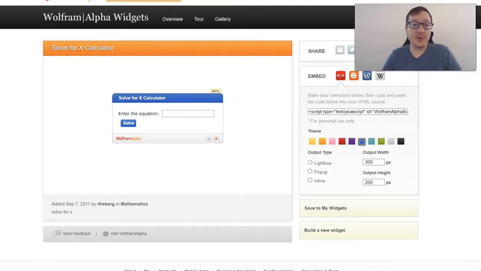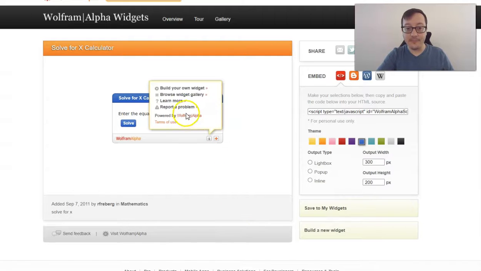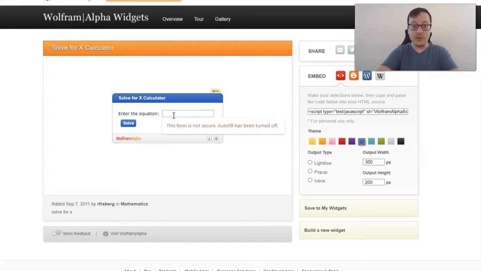So this is the Wolfram Alpha widget that's going to solve our complex equation for us. As we saw, we have this complicated expression, (4 minus 2x) squared over 3x cubed times x is equal to 0.121. We can go ahead and plug that in to our widget.